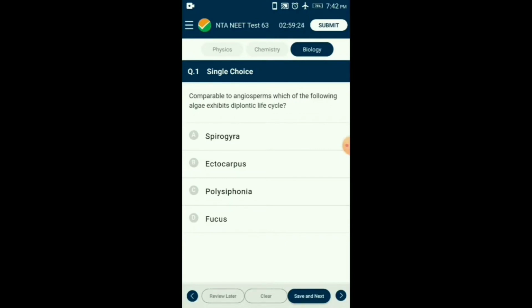The diplontic life cycle is shown by the developed vascular plants. In plants showing this type of life cycle, the dominant photosynthetic phase is the diploid sporophyte. The haploid phase is represented by the short-lived, one or a few celled gametophytes. Example: all gymnosperms, all angiosperms and algae like Fucus. So the answer for this question is option D, Fucus.